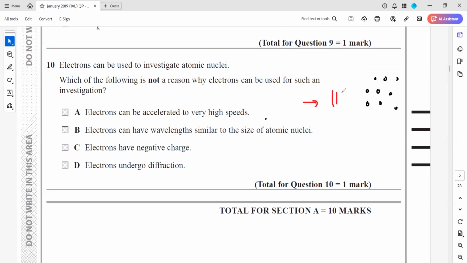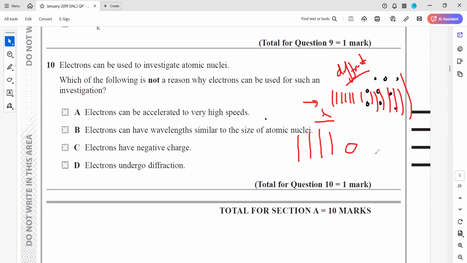In that case, the electron is acting like a wave. When it passes through the gap, it spreads out, which we call diffraction. But electron diffraction happens for the lattice, like an ionic compound, not for the nucleus. The nucleus is so small that the wavelength associated with the electron is too large to show diffraction. But the wavelength associated with the electron matches the spaces between the ions in a lattice. That's why electron diffraction is observable.